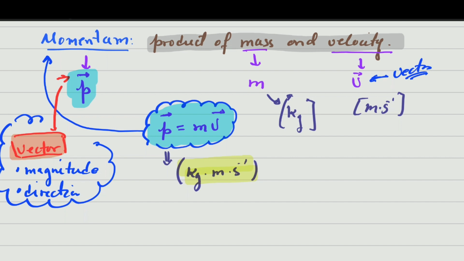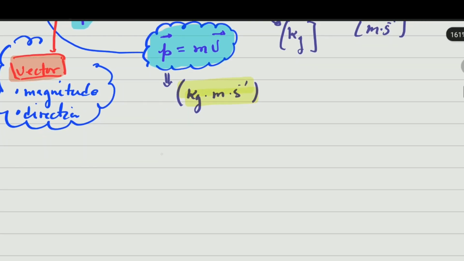Now if you study this formula a little bit, we have mass and we also have velocity. So what does it mean? It means that momentum will be directly proportional to mass if velocity is constant. What does it mean? If two objects are moving at the same velocity, the object that has greater mass will also have greater momentum. If the objects are moving at constant velocity, that is important.